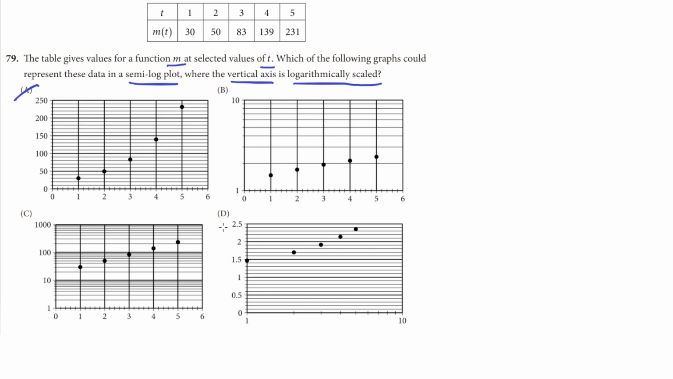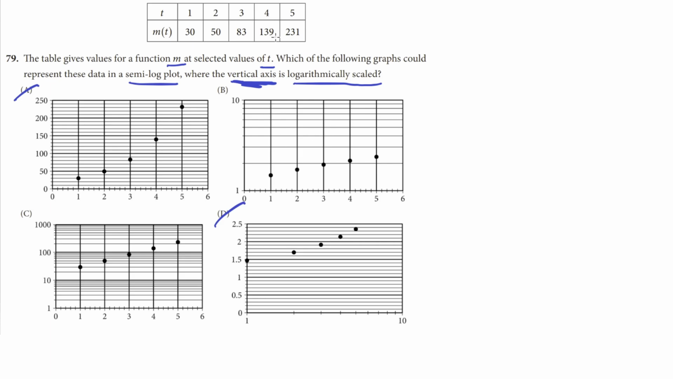And then D is not a semi-log plot with a vertical axis that is logarithmically scaled because the intervals between each mark on the y-axis are constant. In fact, it seems the x-axis has been logarithmically scaled, but the question asks for the vertical axis, the y-axis, the one that's vertical, to be logarithmically scaled. So we need to choose between B and C.